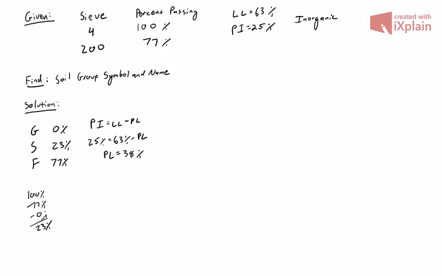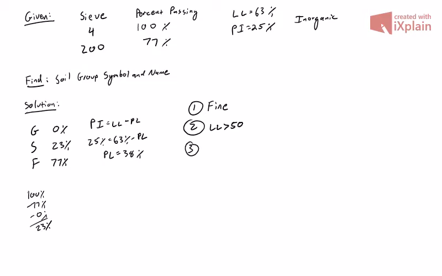So the next thing we do is go to our flow chart and look at our first question. Are there more fines or more gravel and sand? Well, 77% fines, 23% gravel and sand. Therefore, it's more fines. Question 2 then says, is the liquid limit greater than or less than 50? Ours is 63. Therefore, the liquid limit is indeed greater than 50.